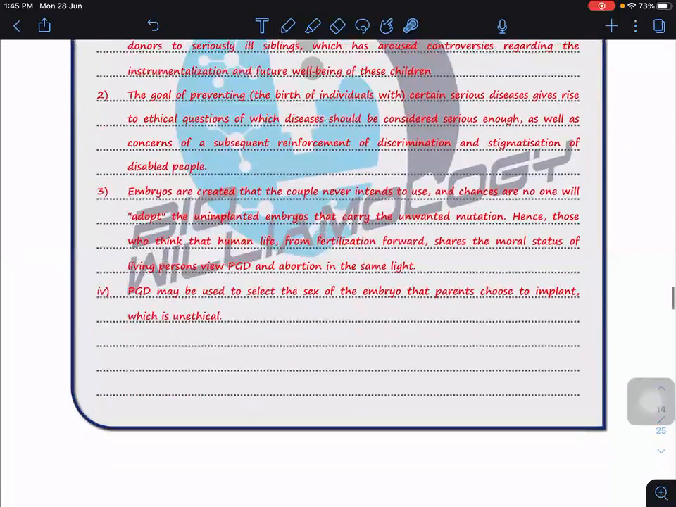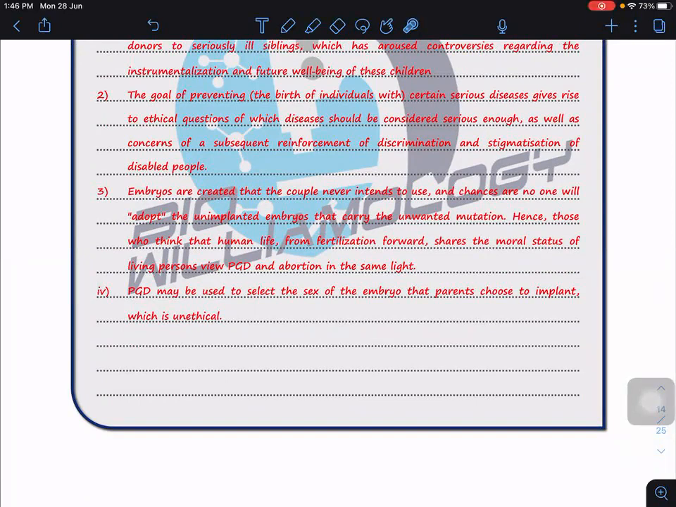Okay. So embryos are created that a couple never intend to use because they have the genetic disease. Most likely they won't be adopted, and the unimplanted embryos carry the unwanted mutations. So therefore, what are we going to do with this? So we have the moral status question: when we discard, is it the same as abortion or not?